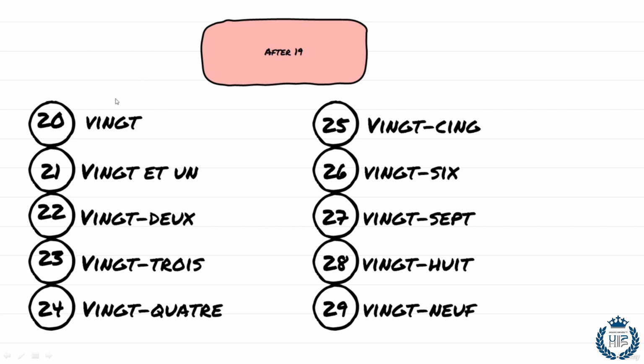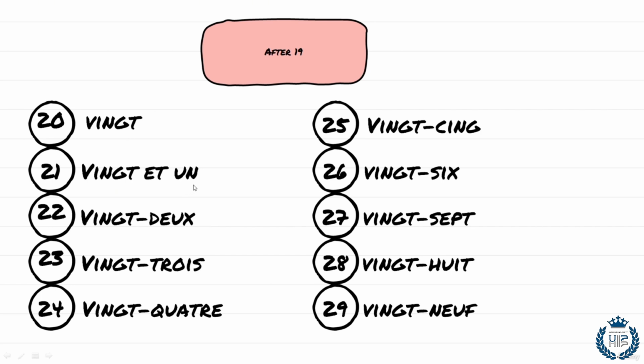Let's see the numbers after 19. So let's review from 20 to 29. Here you will see it's so much easier because once you know the word for 20, you can just add the numbers from 1 to 9, which is easier. So let me read them first.